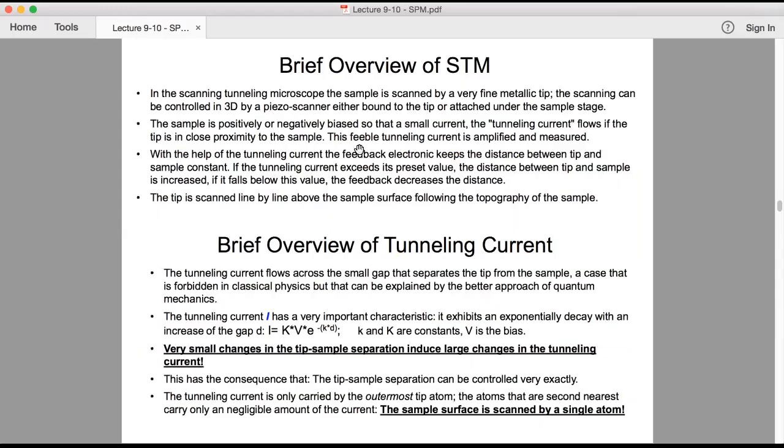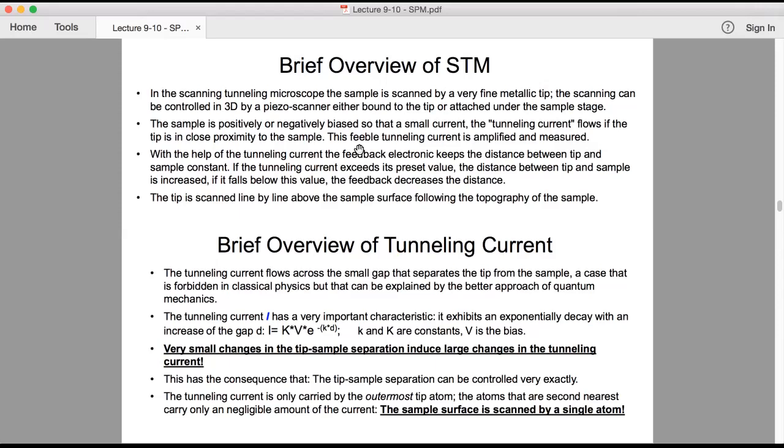So, a brief overview of the scanning tunneling microscope. In the scanning tunneling microscope, the sample is scanned by a very fine metallic tip. The scanning can be controlled in 3 dimensions by using a piezo scanner, either bound to the tip or attached to the sample stage. The sample is positively or negatively biased so that the small tunneling current flows either from the sample to the tip or from the tip to the sample when the tip is in close proximity to the sample. This feeble tunneling current is amplified, measured and used in imaging.